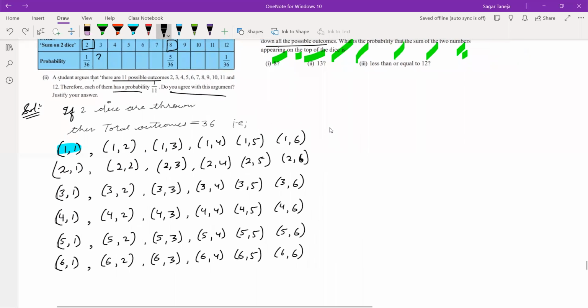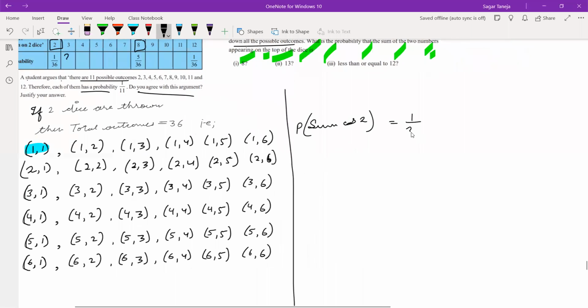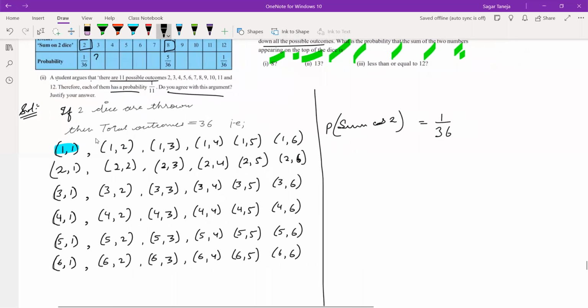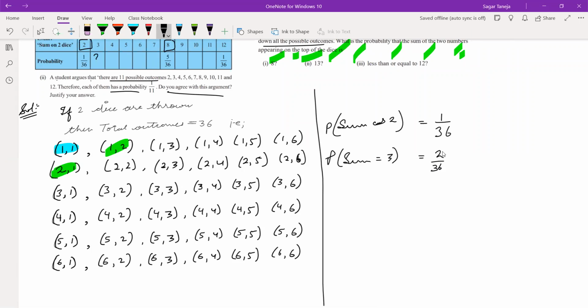Or we can write here: probability of getting sum as 2 is 1/36, because there is only one pair where the sum is 2 on both the dice. Then sum is 3. We have only these two pairs, 1 and 2, and 2 and 1, where the sum of two numbers is 3. So the probability that the sum is 3 is 2/36, which we can reduce to 1/18. Then the probability that the sum is 4. We have 3 and 1, 2 and 2, and 1 and 3.